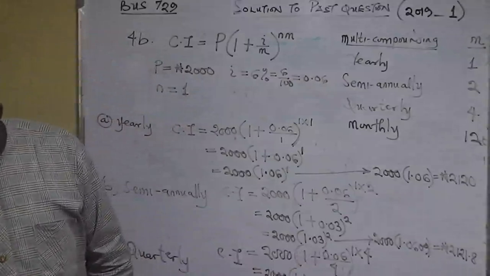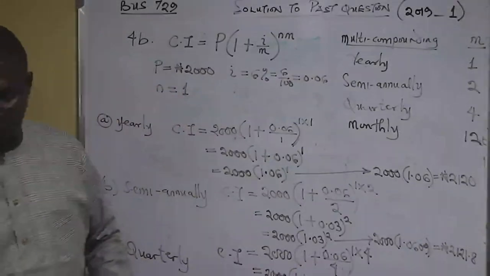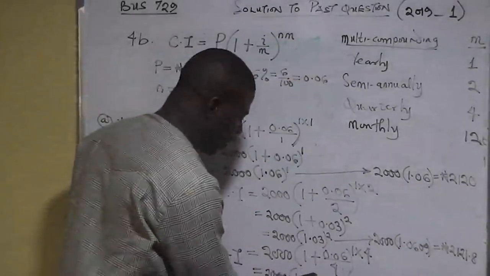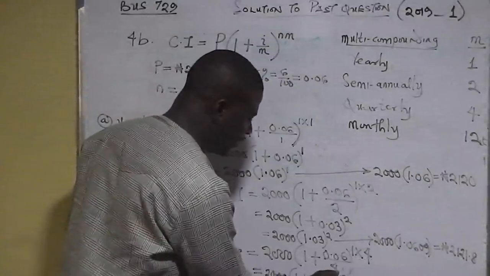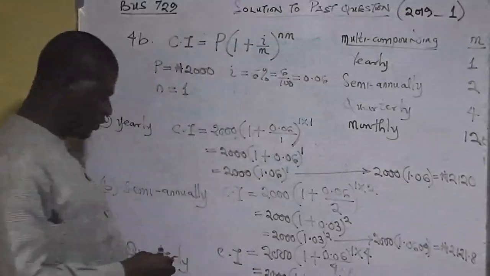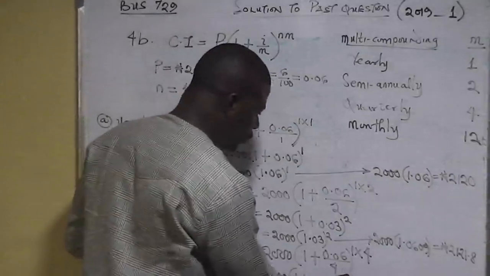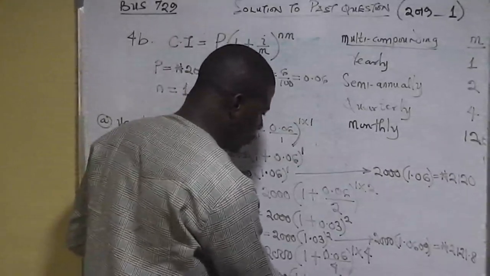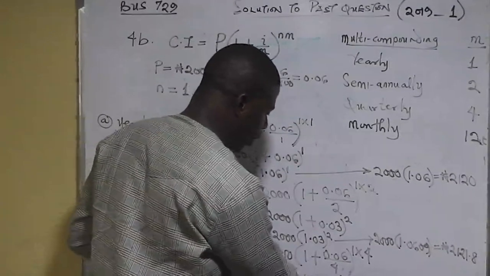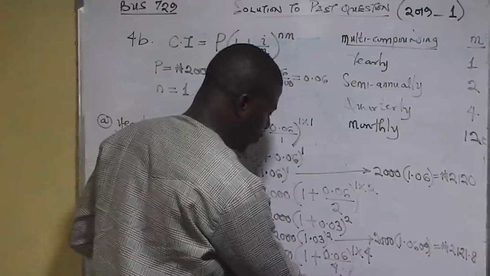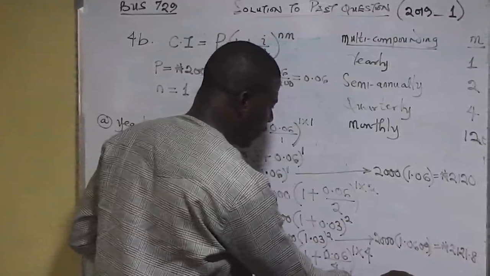Now for this third one, of course, I'm going to have 2000 into 1 plus 0.06 divided by 4. Using my own calculator here, 0.06 divided by 4 gives me 0.015. Then 1 times 4 gives me 4. Now by the time you add this together, you are going to have 2000 into brackets 1.015 raised to power 4.